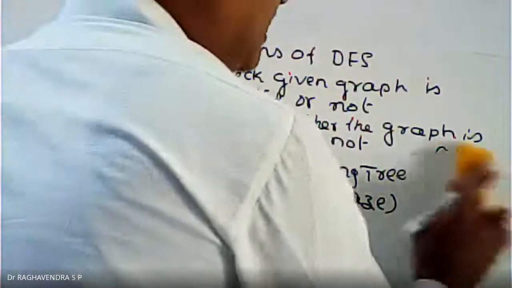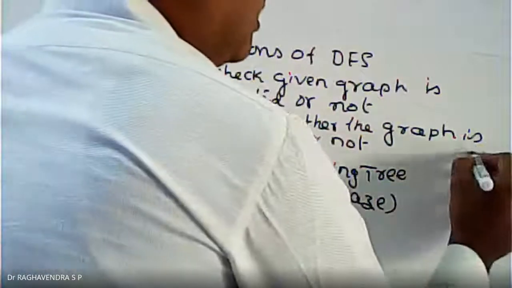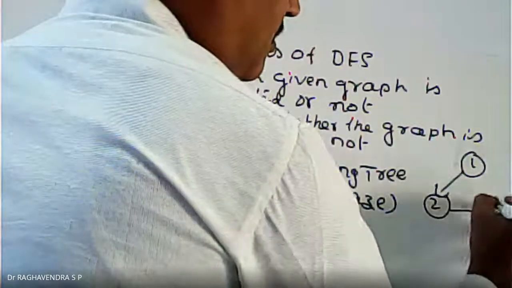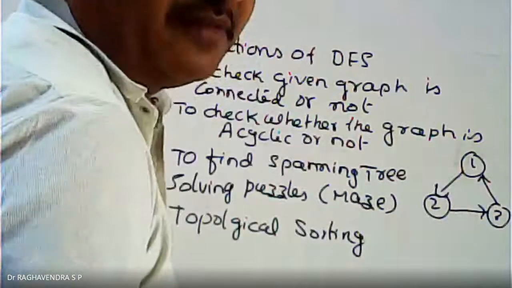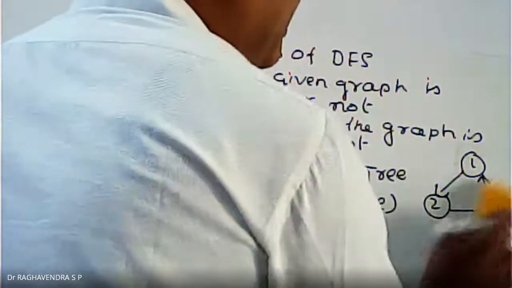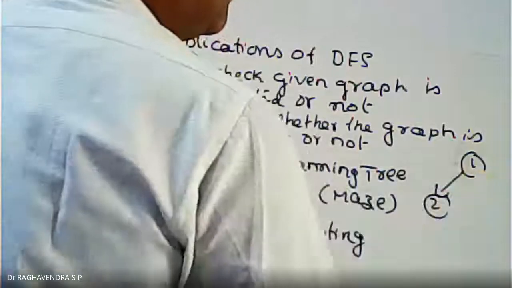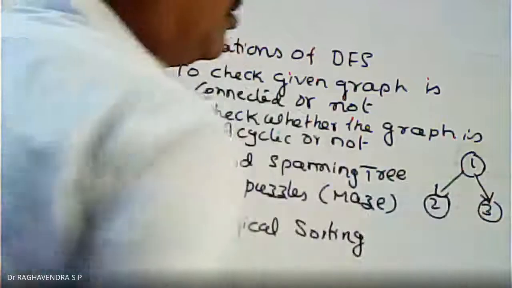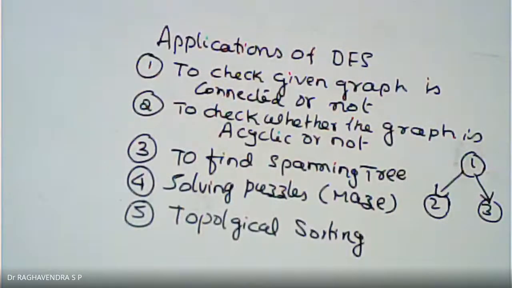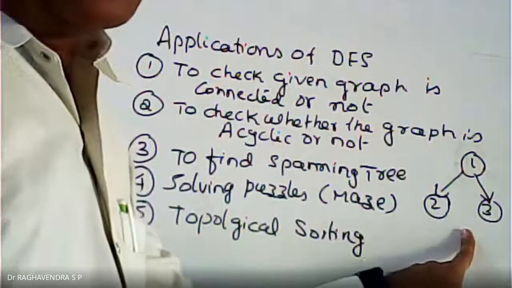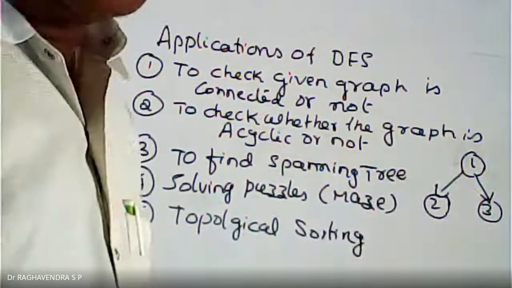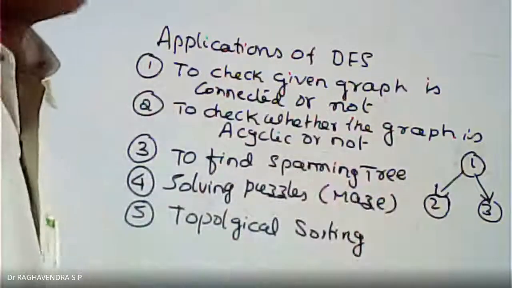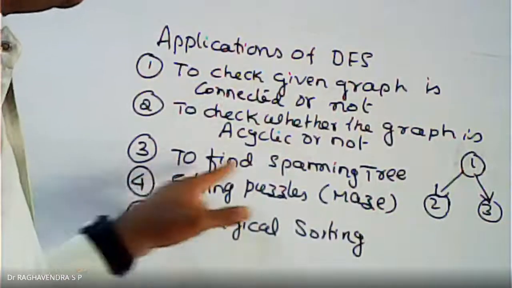To check whether the graph is acyclic or not. Cyclic: 1, 2, 3. So this is a cycle. Acyclic means there may be a vertex, but this is not cyclic. So this is acyclic, okay? Because there is no going back, there is no loop. So to check whether the given graph is acyclic, for this purpose also we are going to use DFS.